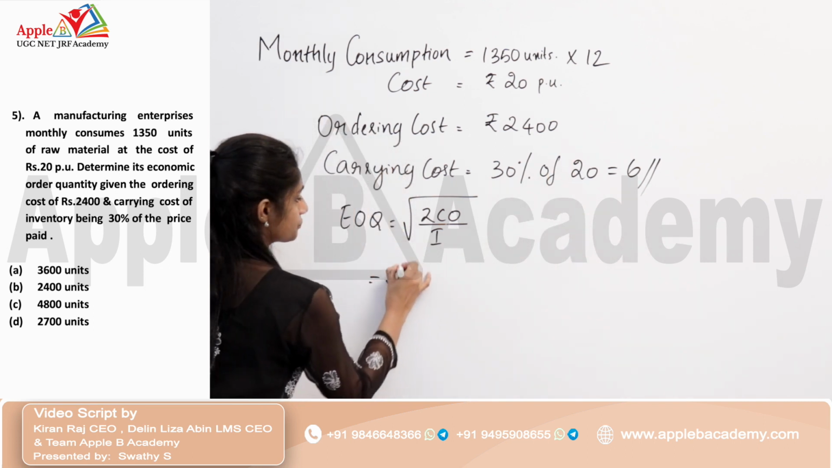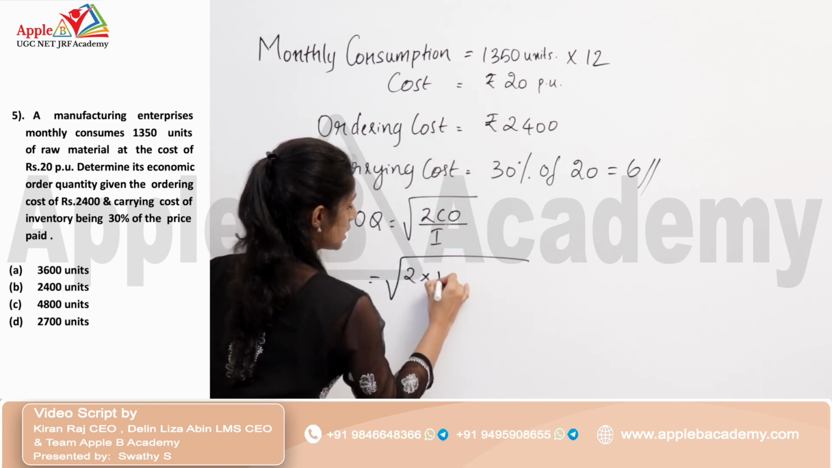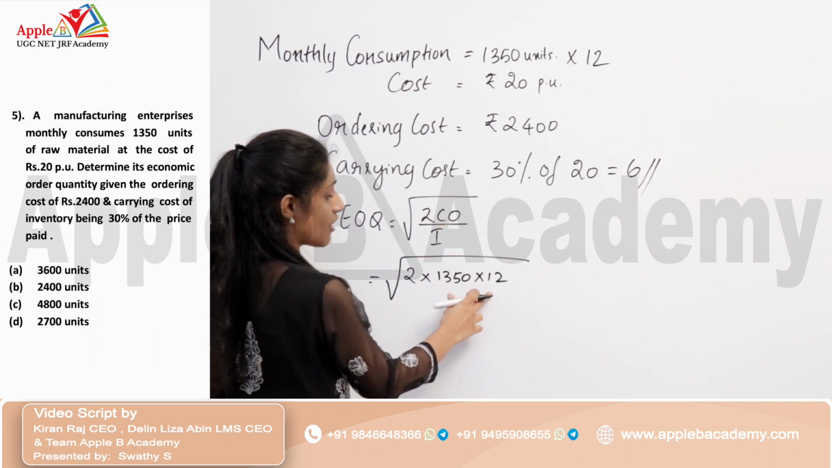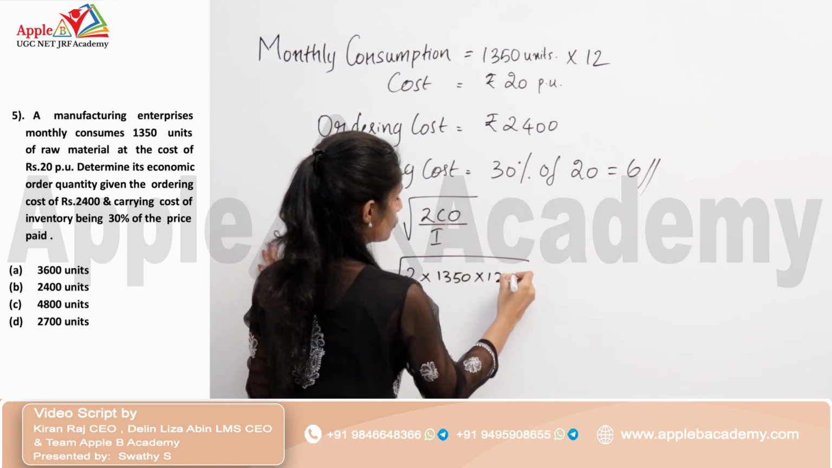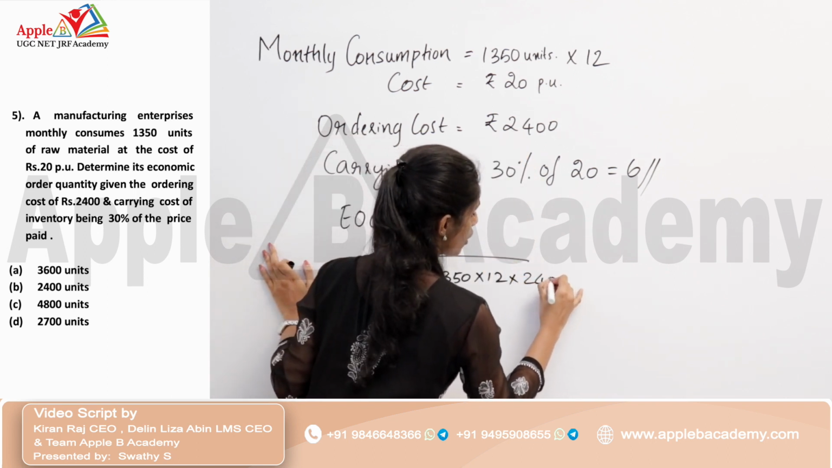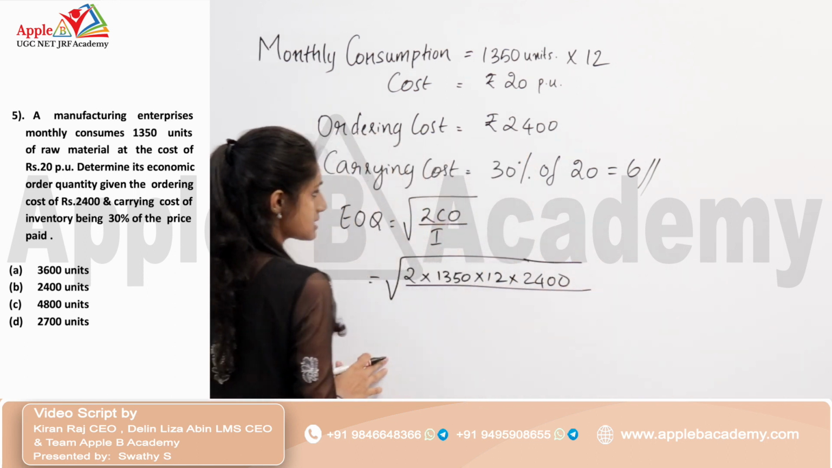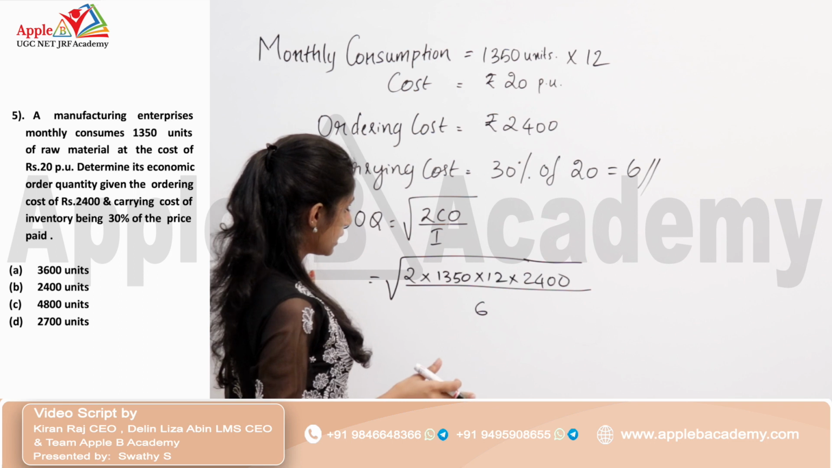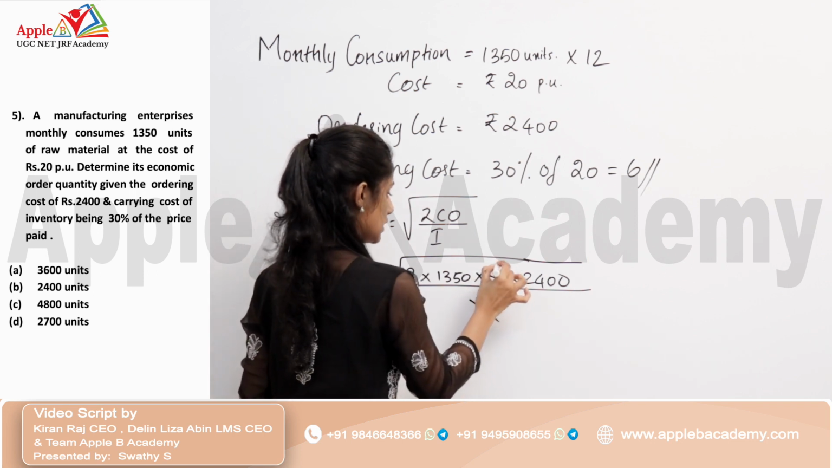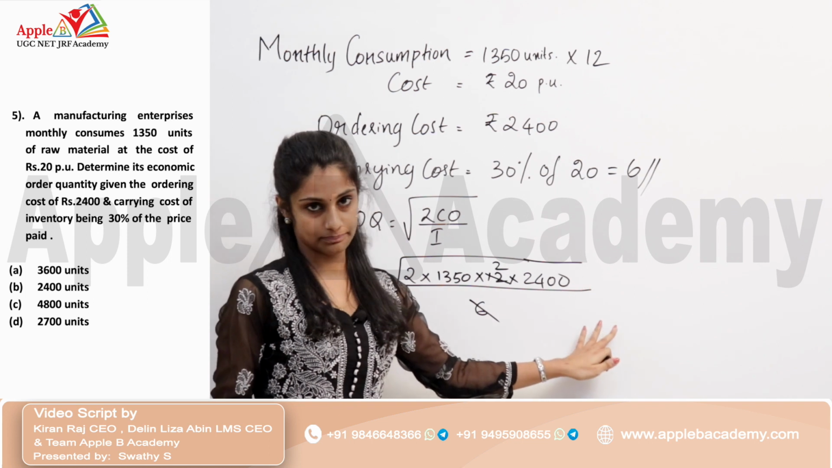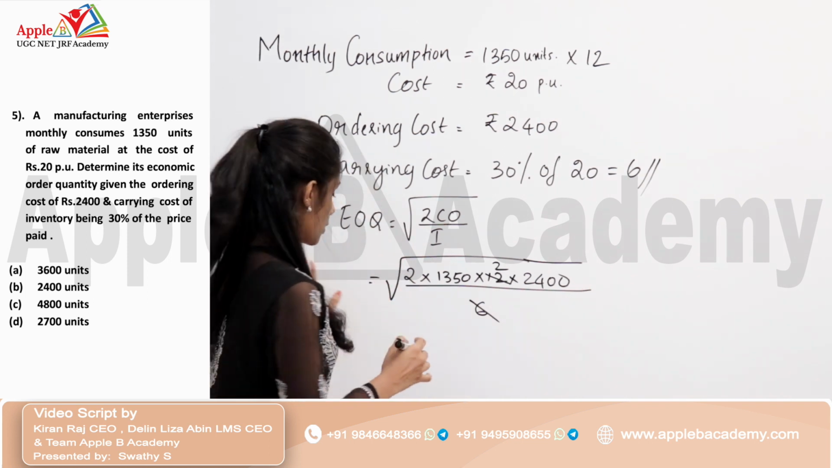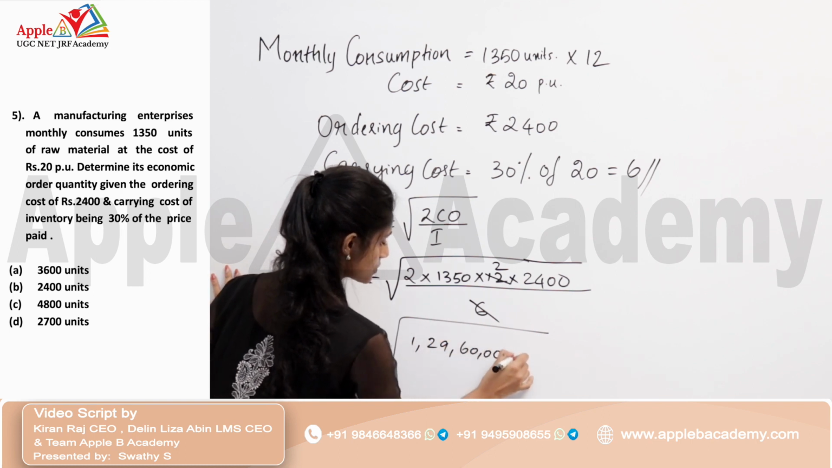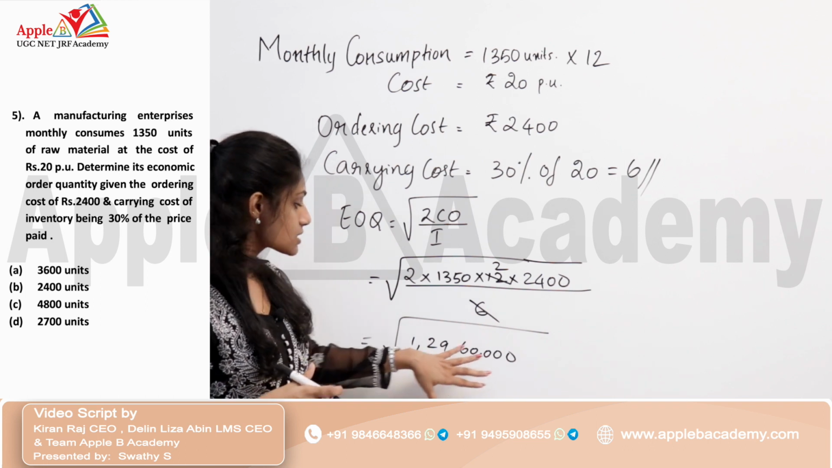Now 2 into consumption 1350. You want to convert it into annual consumption, so you have to multiply it with 12. Then what about ordering cost? Ordering cost is given as 2400. Now you have to divide this with I. I is given as 6. So now you can cancel 6. Now this will be 2. And then you have to multiply them. By doing this, we will get 1,29,60,000.